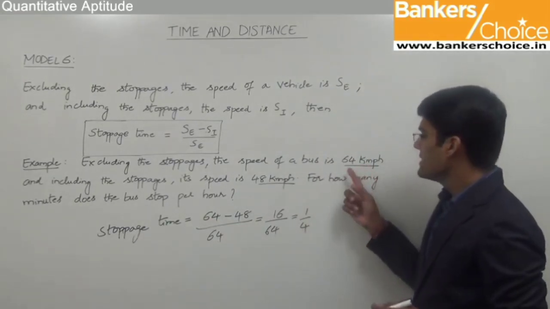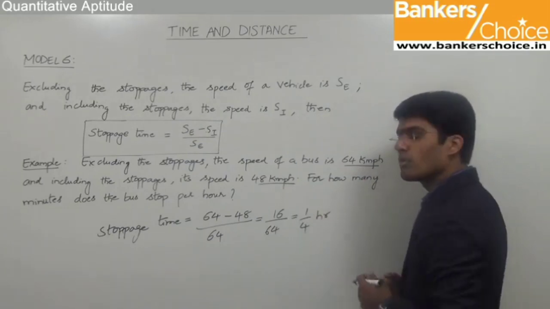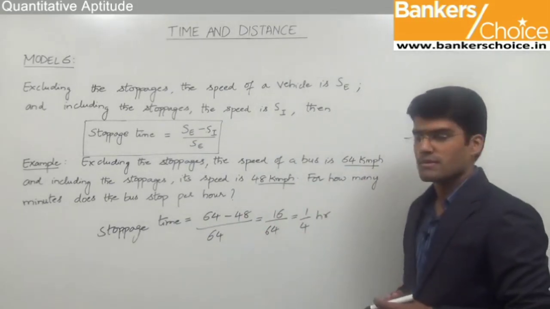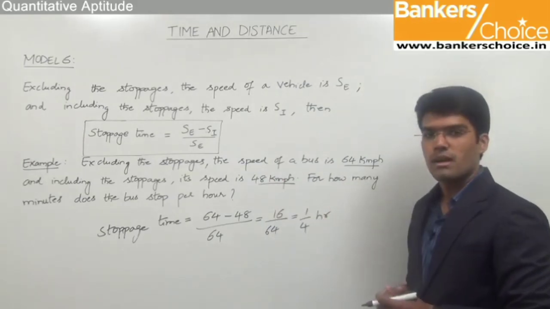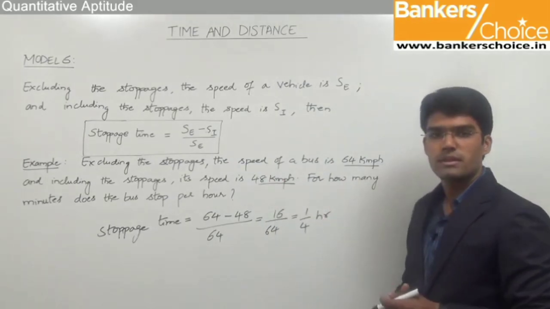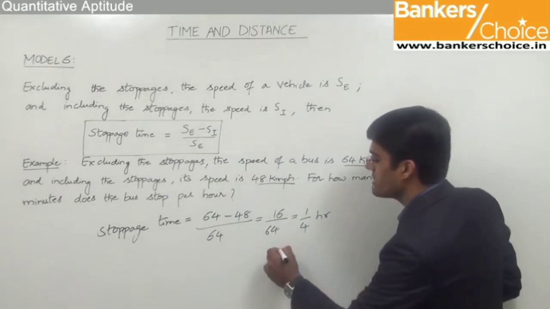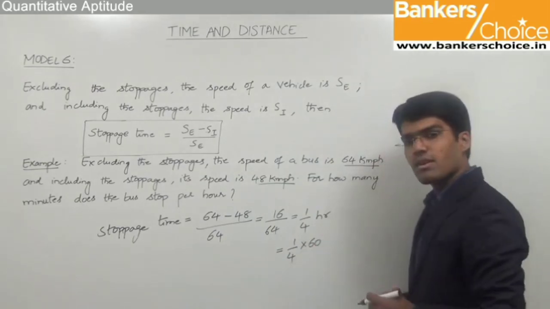Now because the speed is given in kilometers per hour, this is 1/4 of an hour, or 1 by 4 hours. So we can say that the stoppage time is 1 by 4 hours. But as the question asks for how many minutes the bus stops per hour, let us now convert hours into minutes. We have learned in the beginning of this session that to convert hours into minutes, we need to multiply the magnitude by 60. Why? Because each hour has 60 minutes.